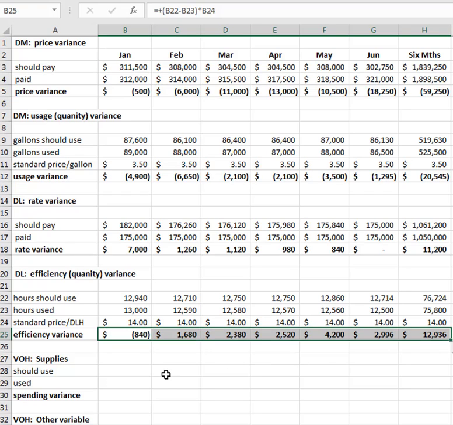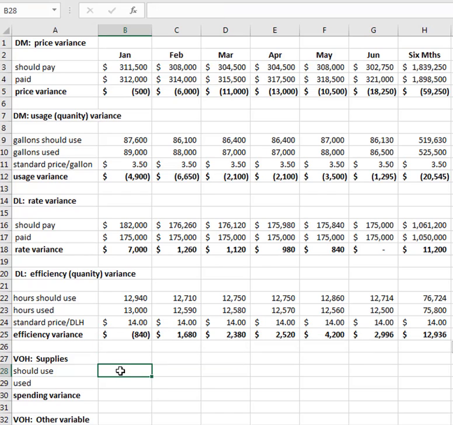And just inspecting that, it looks like it was unfavorable in the first month, and then it got quite favorable. So they seem to be able to put the kefir and the cheese together a little faster, actually, than what you initially thought. So a little bit of good news there. Now, what about supplies? So how many should you have used, and how much did they use?